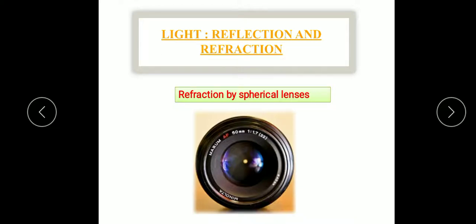Hi students, this video is on light, reflection and refraction part 6. In this video, let us study the refraction by spherical lenses.